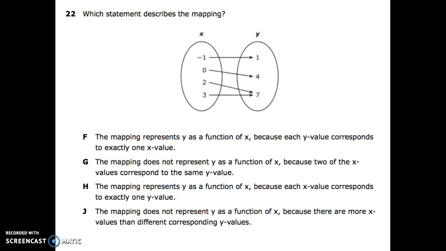22. Which statement describes the mapping x and y? F. The mapping represents y as a function of x because each y value corresponds to exactly one x value. G. The mapping does not represent y as a function of x because two of the x values correspond to the same y value. H. The mapping represents y as a function of x because each x value corresponds to exactly one y value. J. The mapping does not represent y as a function of x because there are more x values than the different corresponding y values.